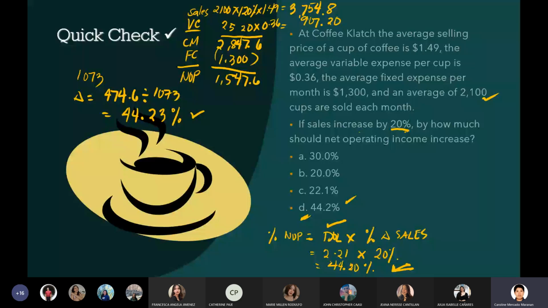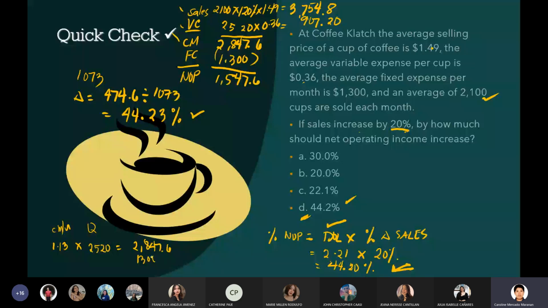Instead of starting with sales or variable cost, magsimula ka na agad sa contribution margin. So, alam mo naman yung contribution margin per unit mo, that is 1.49 minus 0.36. That would be CM per unit is 1.13 times quantity. So, ang quantity natin is 2,520. It will still give you the same answer. That would be 2,847.6 less 1,300. So your net operating profit is 1,547.6.